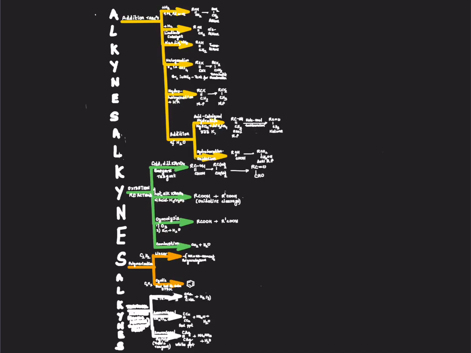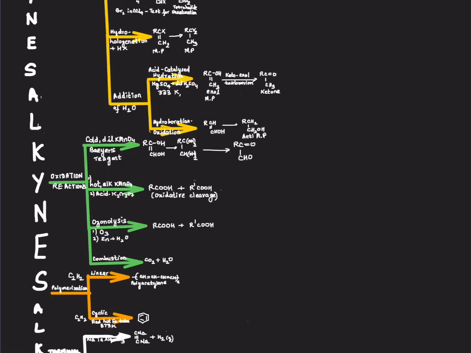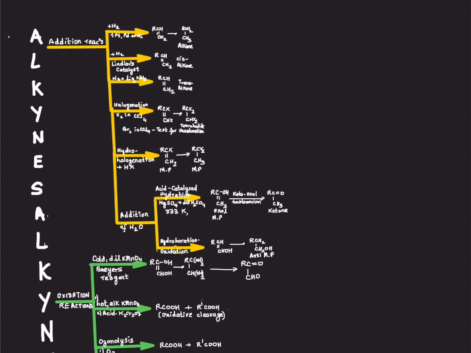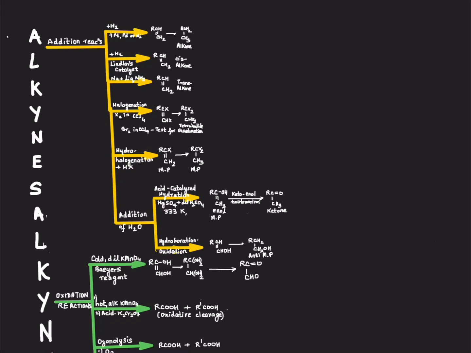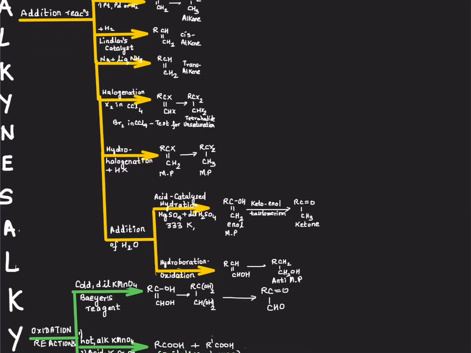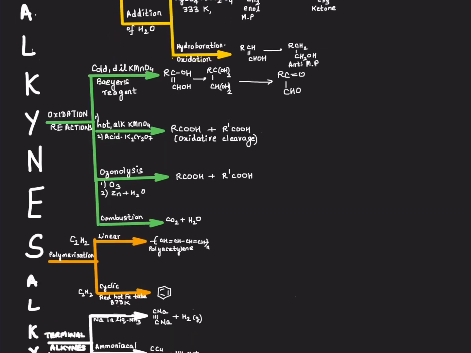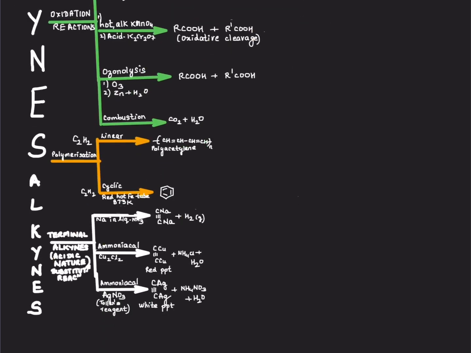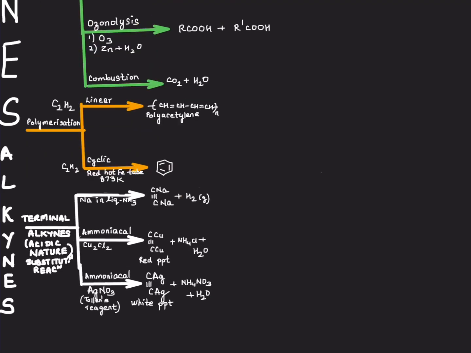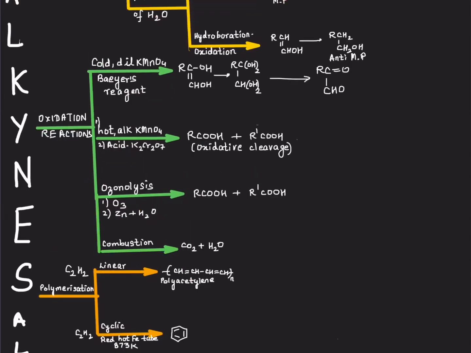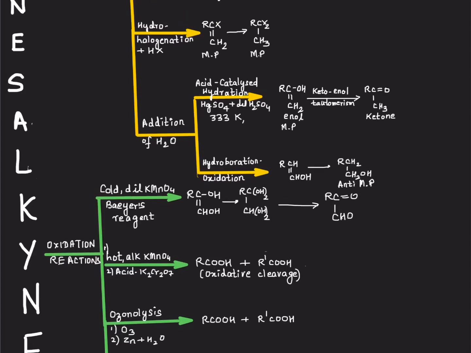Now if you see over here in this chart, we've got basically four sets of reactions. First of all, we've got the addition reactions, which we are going to cover. Then we are going to talk about the oxidation reactions, followed by polymerization, and in the end we shall be talking about reactions which are specific to terminal alkynes. Now let us focus first on addition reactions.